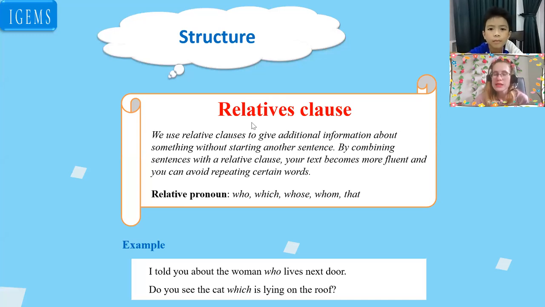Okay, so structure, relative clause. We use relative clauses to give additional information about something without starting another sentence. So we combine sentences with a relative clause. Your text becomes more fluent and you can avoid repeating certain words. So we use who, which, whose, whom, that. So for example, I told you about the woman who lives next door.